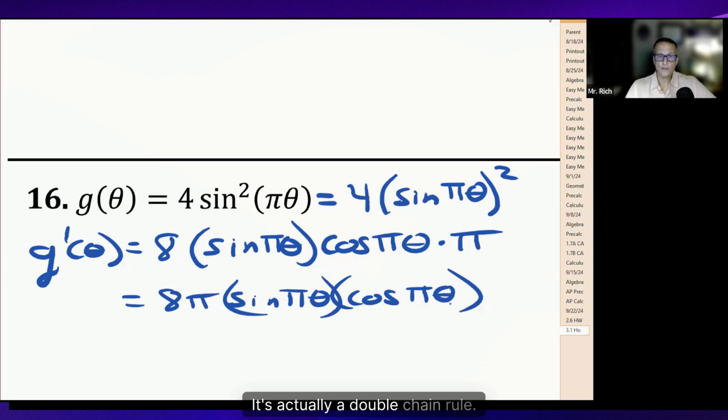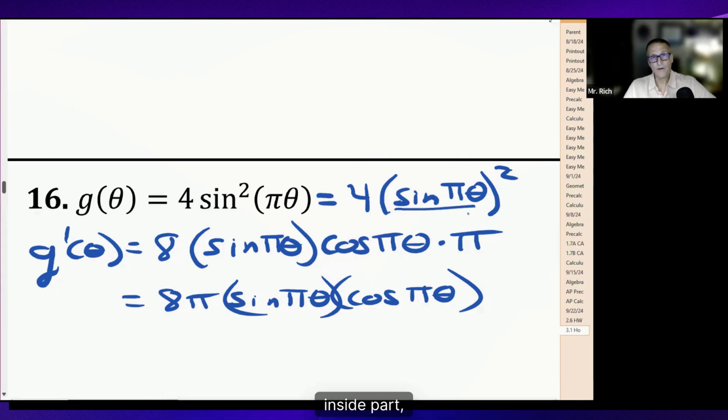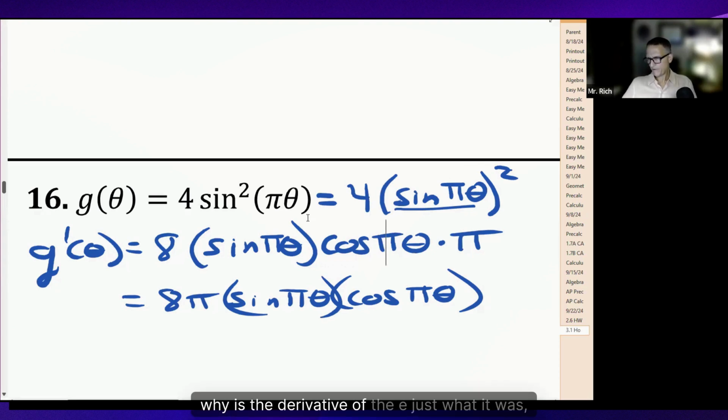It's actually a double chain rule, right? I had something to the second power. That was my first application of the chain rule. Then when I ended up taking the derivative of the inside part, it was another chain rule. There you go. Alexandria, why is the derivative of the e just what it was times the 2?